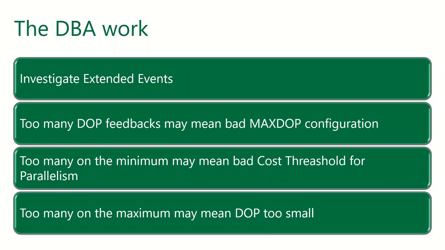Too many queries at the maximum DOP may mean DOP is too small. The value for DOP may be too small. So we'll have many queries on the maximum DOP value, and in this case, you may not get many DOP feedbacks. Or if you get any DOP feedback, it may be reverted. Your DOP may be too small.